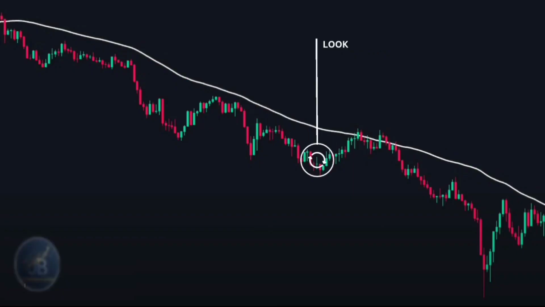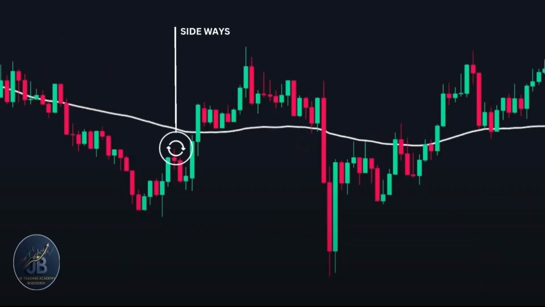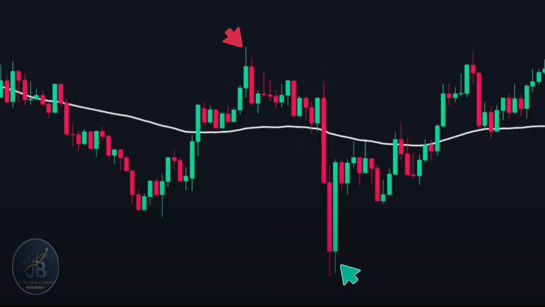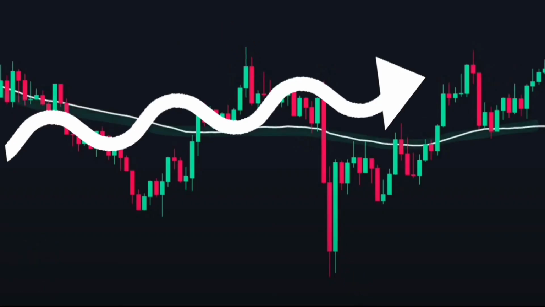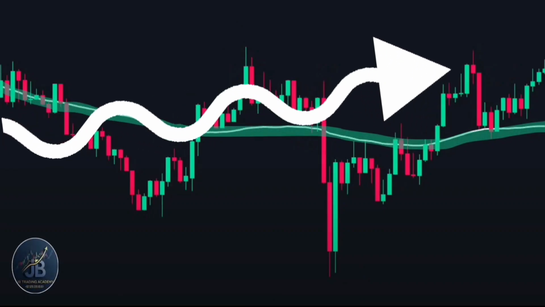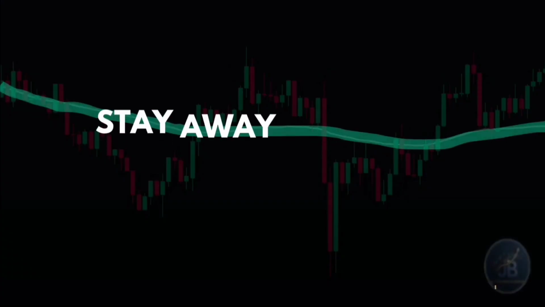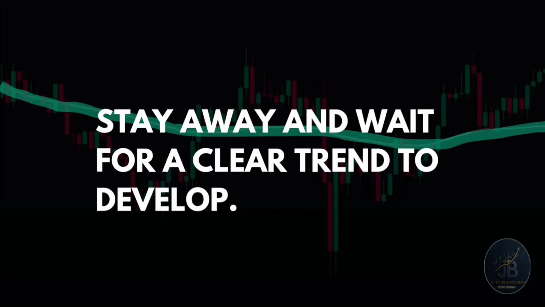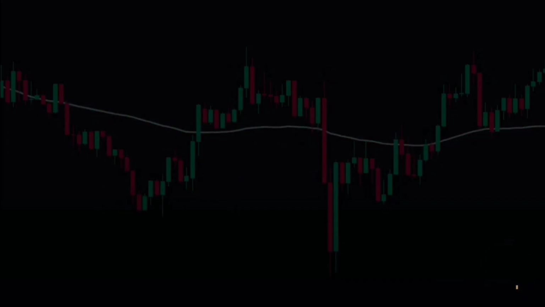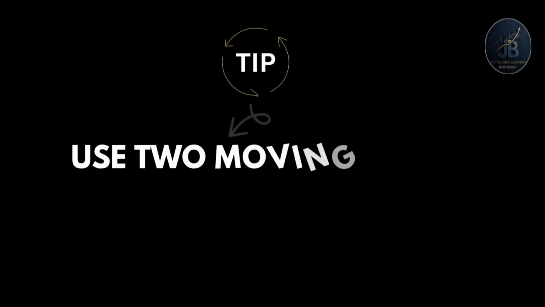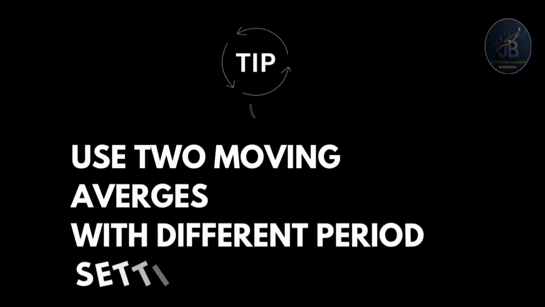Lastly, in sideways or range-bound markets, you'll see that the price does not stay above or below the moving average for longer periods. It always switches above and below the MA like a pendulum. In such scenarios, it is best to stay away and wait for a clear trend to develop. A simple trick for a better analysis would be to use 2 moving averages with different period settings. This way, you get the long-term and short-term analysis of the price.